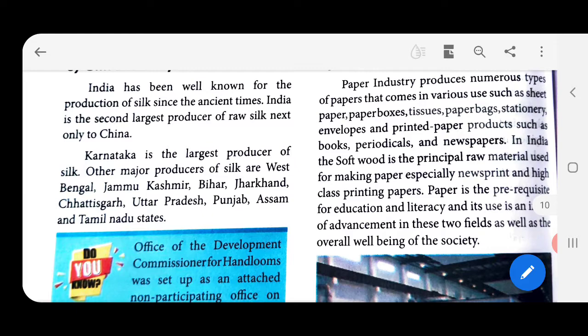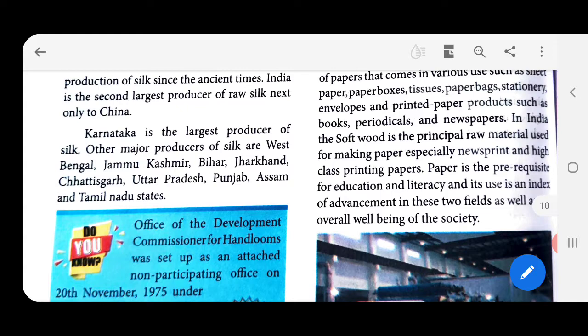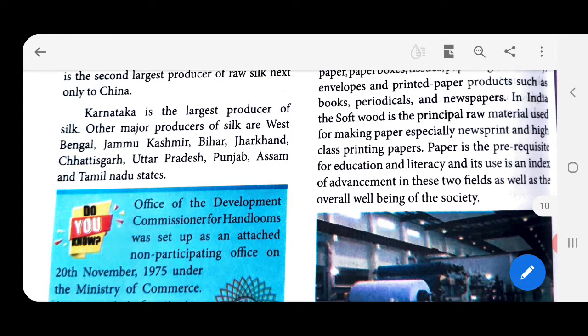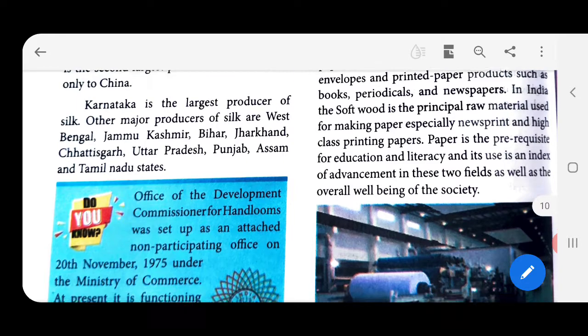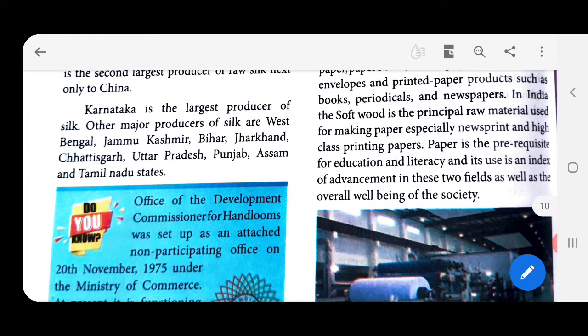Okay. In India, softwood is the principal raw material used for making paper. So, what do we need for making paper? Softwood, especially for newsprint and high class printing papers. Paper is the prerequisite for education. So, if you need to study, you need what?